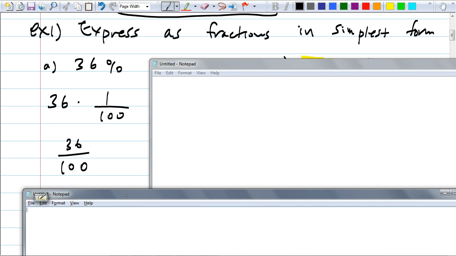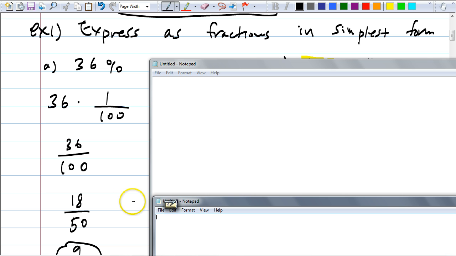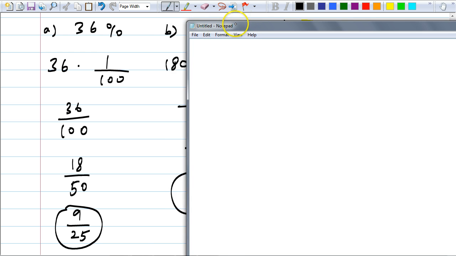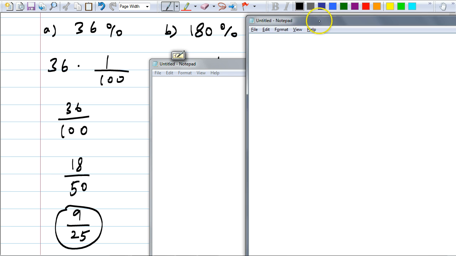So, should we leave it this way or simplify all the way? Okay, simplify. So you get 18 over 50, and then if you simplify further, you get 9 over 25. Any question? Let me move this down so you could see this whole thing. Pretty straightforward here. All right, then why don't you try the second one yourself?